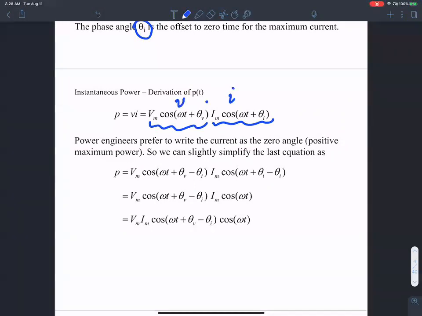Okay, what I'm going to do is cos A, cos B. There's a cos A, cos B trigonometric identity, which can be expressed in terms of cosine A plus B and cosine A minus B. So all I have done is simply phase shift. The power is still going to be the same. I phase shift both of these terms by the same amount. And then we have Vm, Im, cos of omega t plus theta V minus theta I, times cos omega t.